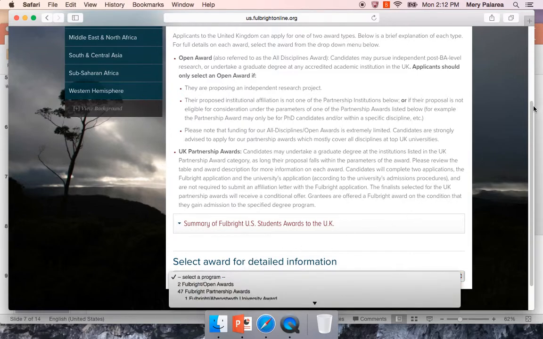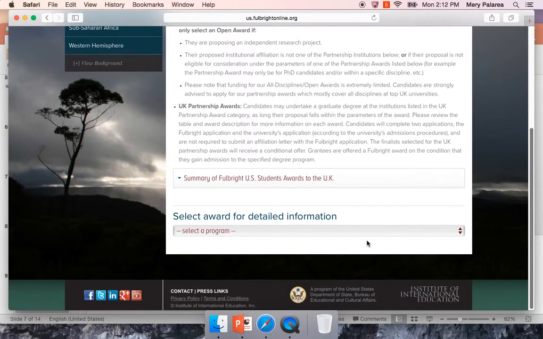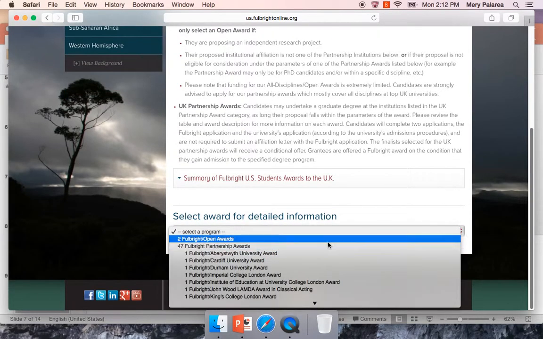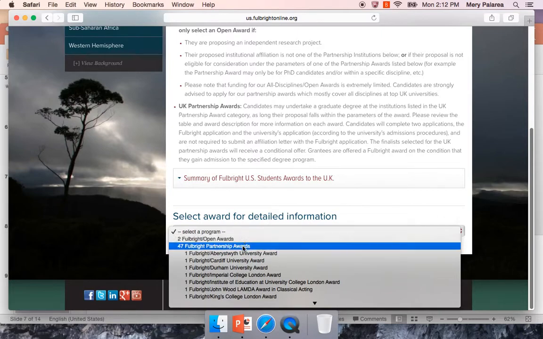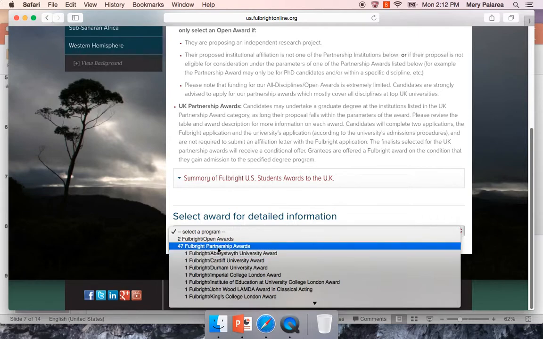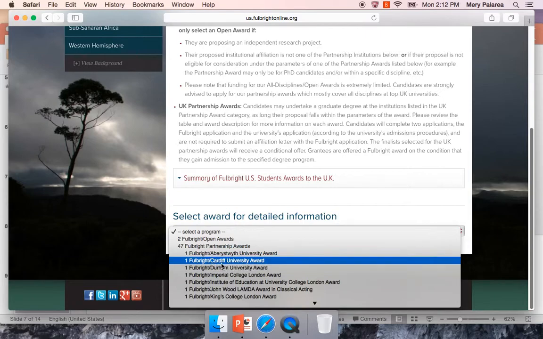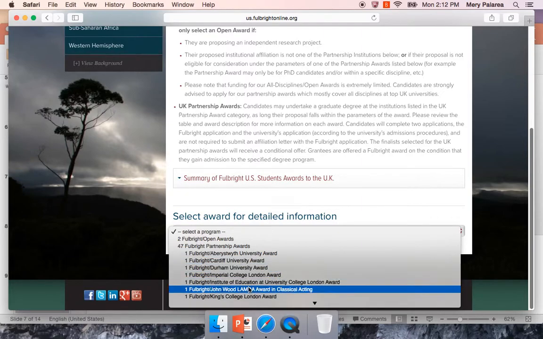So you will see here that the UK actually only has 2 open research awards, and then 47 of these partnership awards, which are one award each to go to a specific university, and you can see some of those examples here. 1 Fulbright to go to Cardiff University to earn a master's degree or to take courses. A majority of the UK awards are like this.